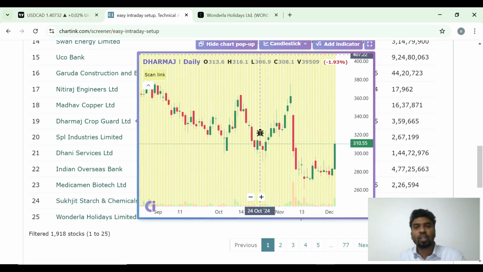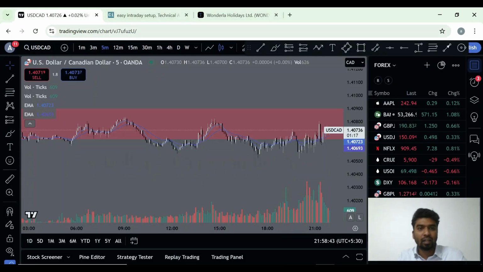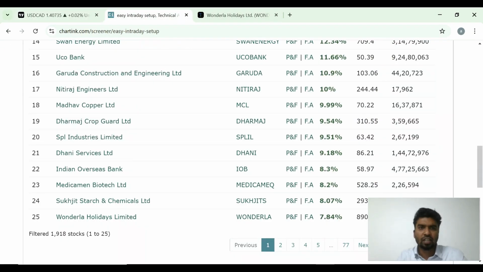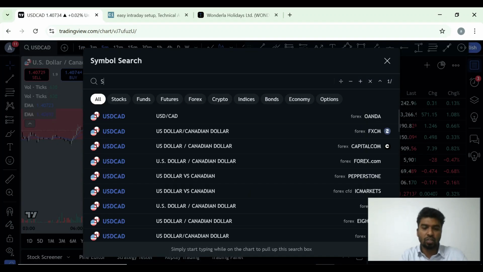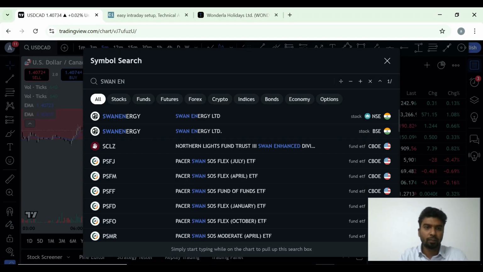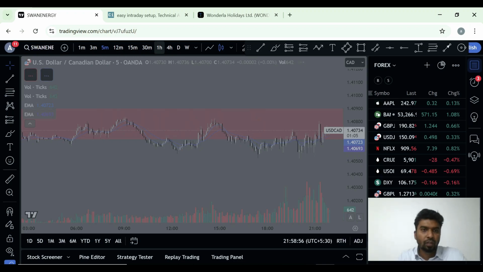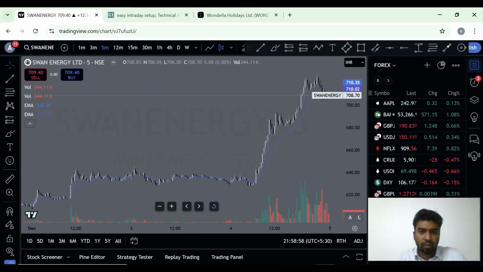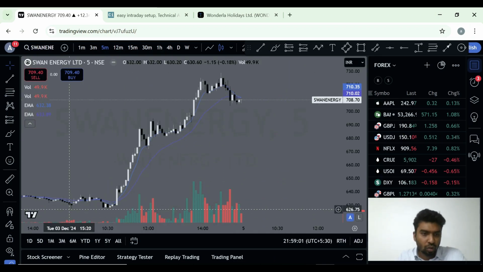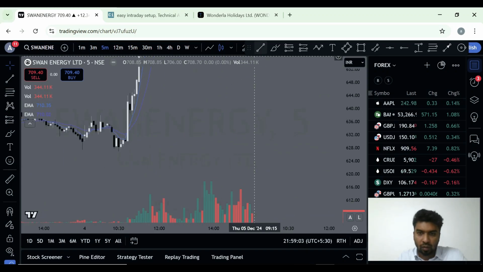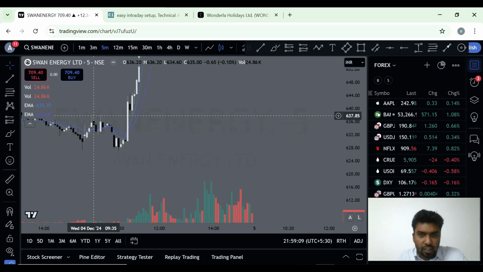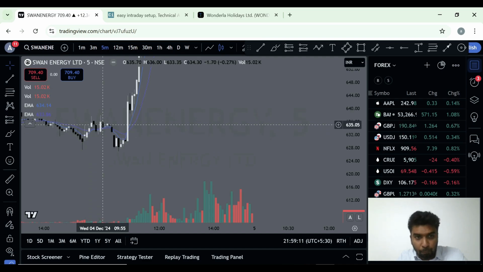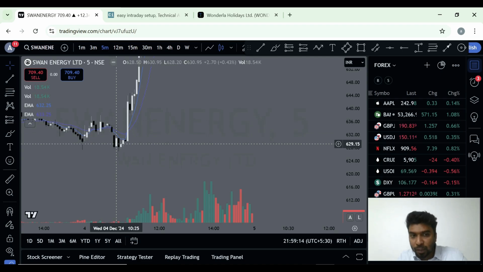Step number 3 is with the help of TradingView, our normal charts. We will consider the same Swan Energy Limited. The Swan Energy chart can be opened. Go to the 5 minute time frame. In that 5 minute time frame, this morning at 9:15 the candle opened and went up to 637, and it took a perfect pullback, maintained through 10:25, 10:30, 10:40 like that.